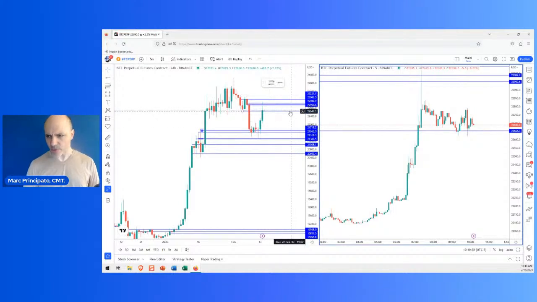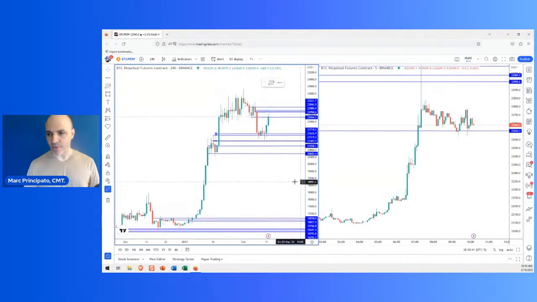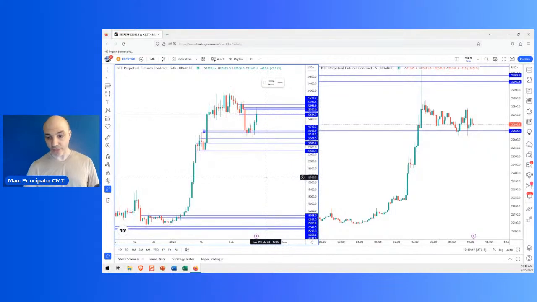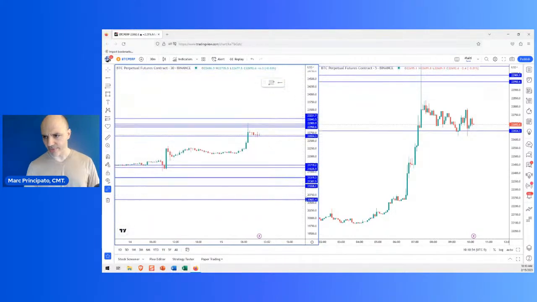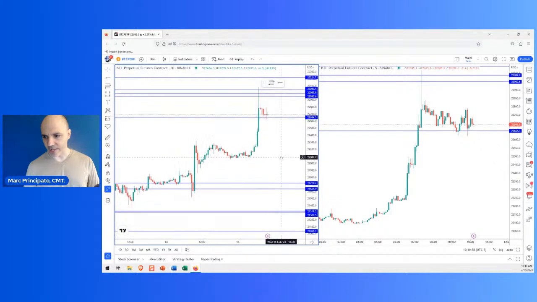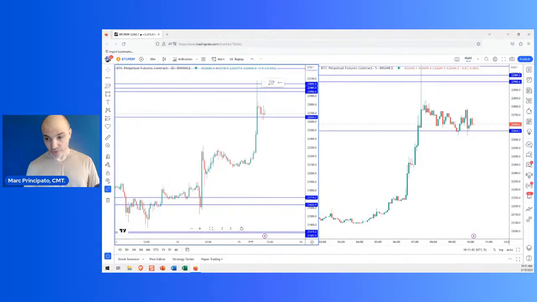Now, the next step is we need context. We need some sort of formulation of expectations. Well, this is the 30... I'm sorry, this is not the 30-minute chart. Let me switch over to the 30-minute chart. This is now the 30-minute chart. And what I'm looking for here, step one, is context and price structure, also known as trend.